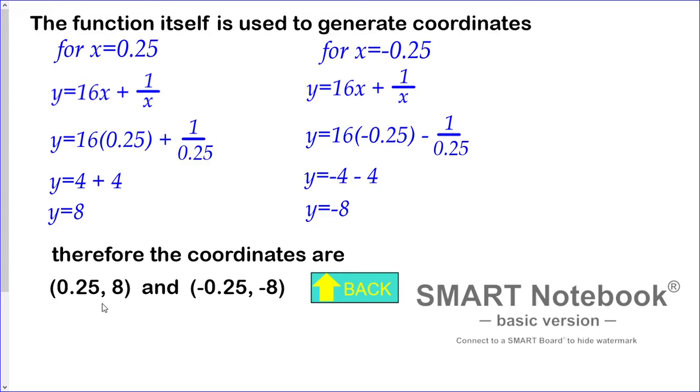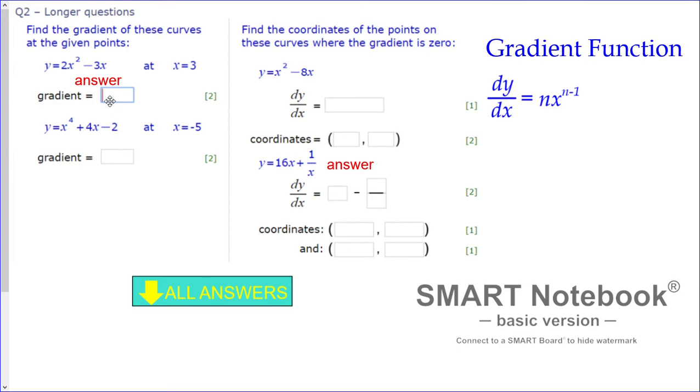If you graph this function, which I recommend you do, go to desmos.com, graph this function, and find out where the gradient equals 0. These are the two coordinates where that is true. So I've answered these two questions. Try the other two on your own. See if you can figure those ones out. Pause the video.